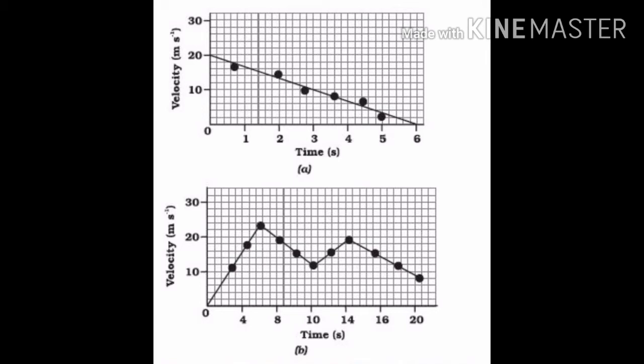So in the uniform motion of an object, we can observe the points lying on the same line. But here the points are not exactly lying on the same straight line. So this is an example of non-uniform motion of objects.